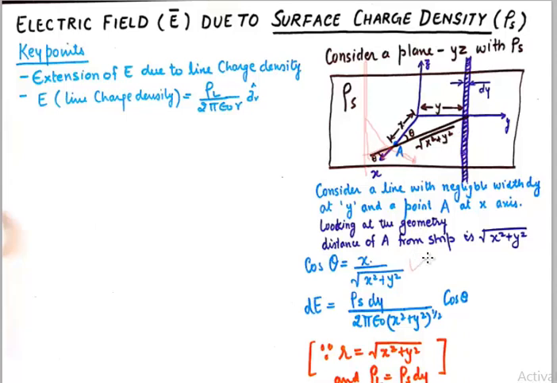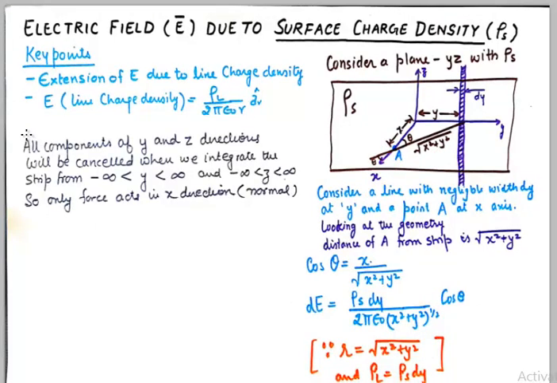So this is from geometry, cos of theta is x upon x square plus y square under root, and this is from the previous discussion that dE is going to be rho s dy upon 2 pi epsilon naught r, this is our r distance, which is here, multiplied by cos of theta. Now this is the rationale. I've written it here also. R is x square plus y square under root, and rho L, the relation between the line charge density and the surface charge density, is simple, rho s dy.